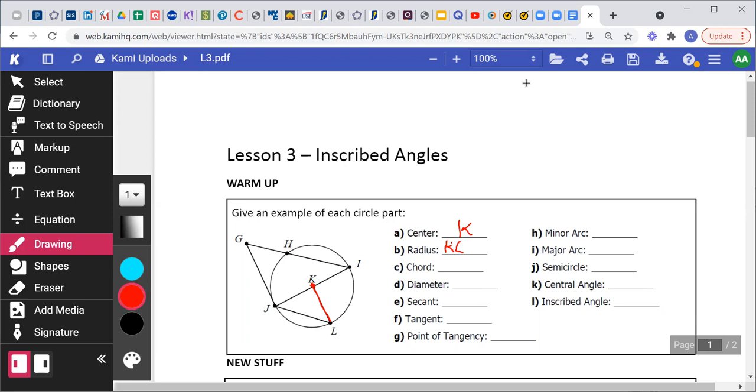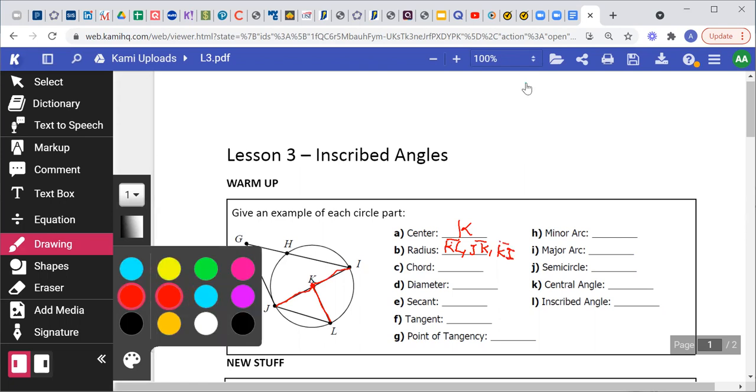Even though the question says give an example, we're going to give more than one. So okay, we have KL. Another radius here is JK, and another one is KI. You only need to move from the center towards the side.